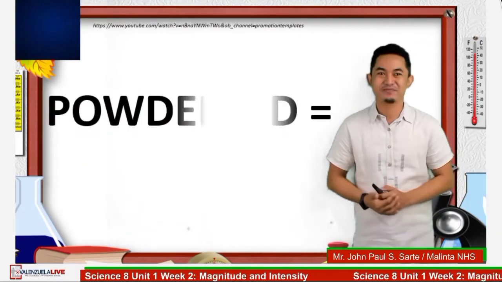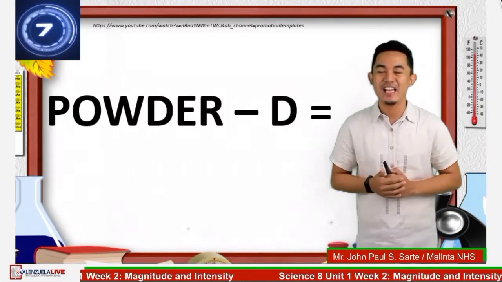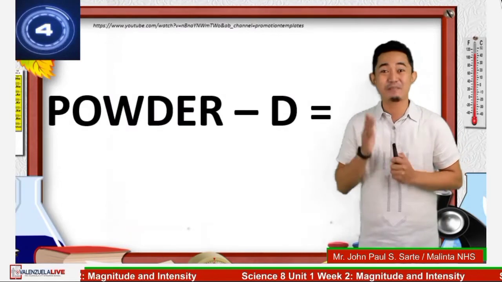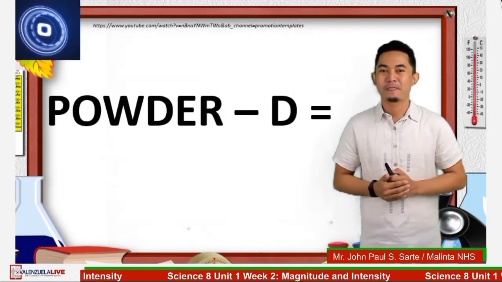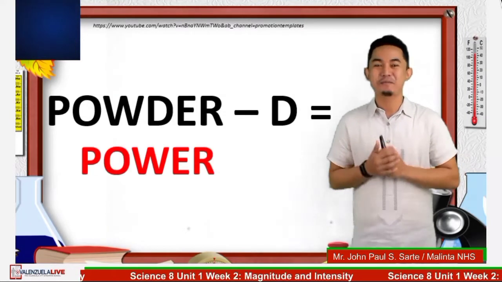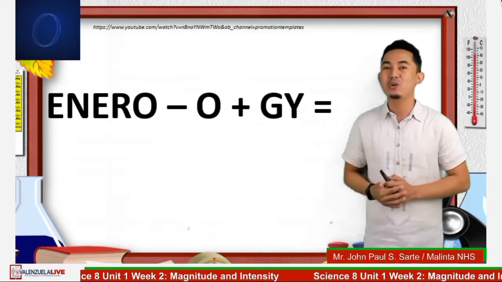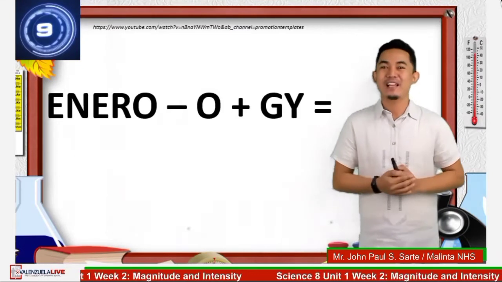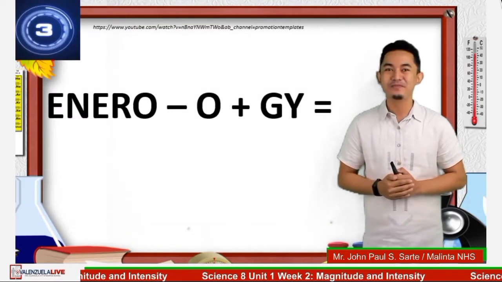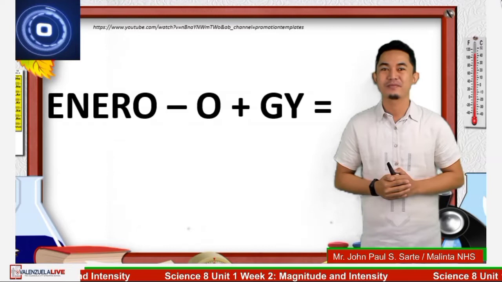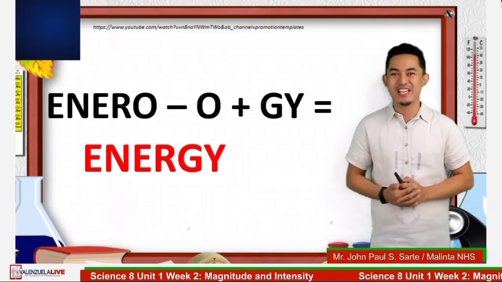Next word is this. In the word powder, you need to subtract letter D and you will get the answer. This is very easy for you, class. What is this? Time's up! Great! It is power. Okay? Try to answer this word. We have the word energy, subtracted by letter O, then add capital G and Y. Can you guess now the answer? Exactly correct. It is energy.